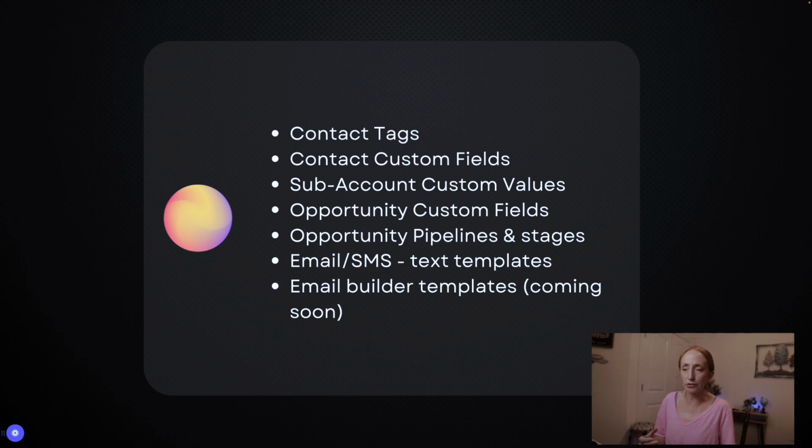Any tags that you have associated with that will go with it. Any custom fields that are associated with the contact, any custom values, any custom fields that are associated with the opportunity go as well. If you have any stages or any pipeline stages that the workflows are associated with, those go as well. Any actual email or SMS, if you've written things out in that workflow, those go with it as well. And then coming soon, if you have built a template in the actual email builder, those are going to be sent over as well. Everything else gets deleted. This is all the stuff that comes with it.